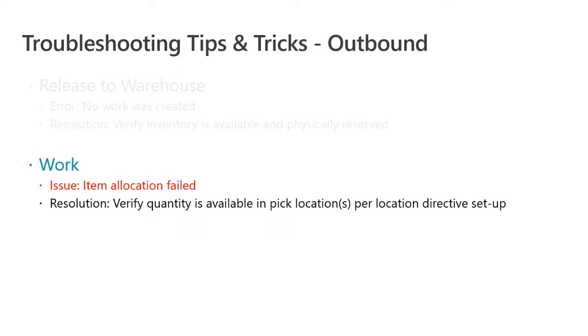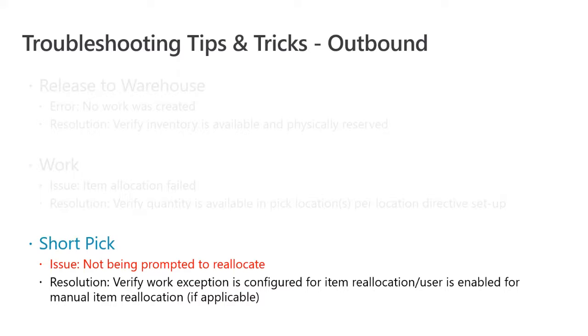And then when we talk about work, if it is creating work, but it's failing to allocate the item, then you want to verify that the quantity that's available is in the correct location or zone, whatever you have specified on your picking directive in the location directive setup.